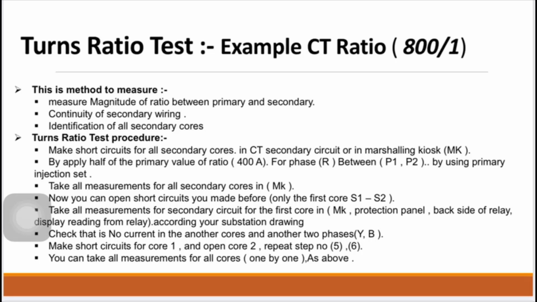If there is an ammeter, energy meter, or protection relay, all cores have to be confirmed. At the same time, we can short the secondary terminal at the CT itself, and confirm the current will not extend to the meter circuit.